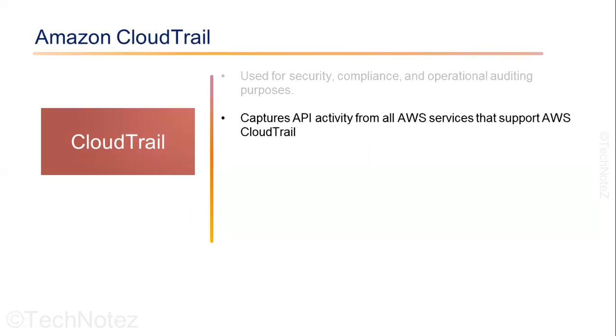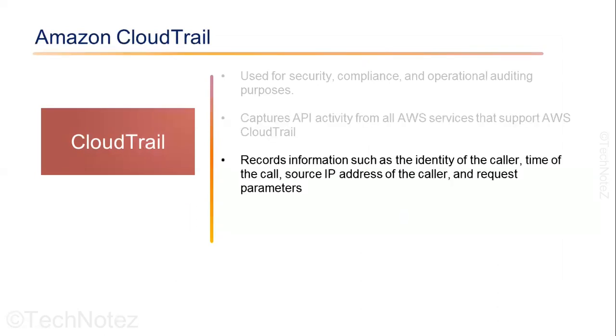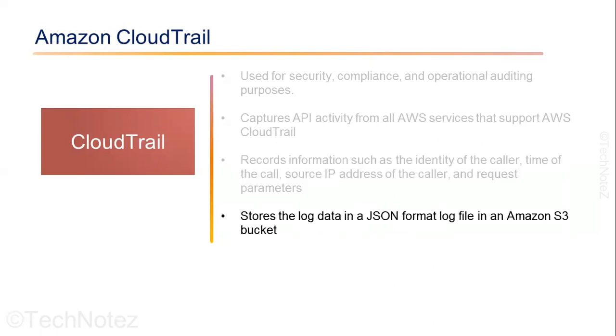many other AWS services. When an API is called, CloudTrail records the identity of the caller, the time of the call, the source IP address of the caller, and the request parameters, like who made an API call to the AWS resources, what was the source IP address of the API call, what did the API call do, when did the API call occur, and what was the response to the API call. This information is stored in a JSON format log file in an Amazon S3 bucket, and that can be used for auditing purposes later.